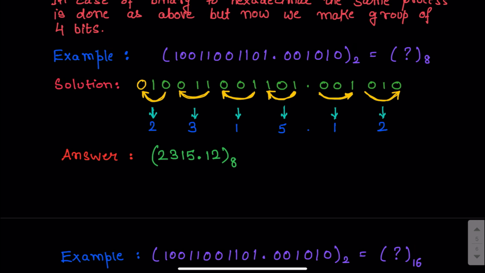So this is 2 because this is 4, 2, 1. So you know this has to be 2. This is 4, 2, 1. This has to be 3. 4, 2, 1. This is 1. And so on. This is 5. This is 1. And this is 2. So the answer is 2315.12 in octal.